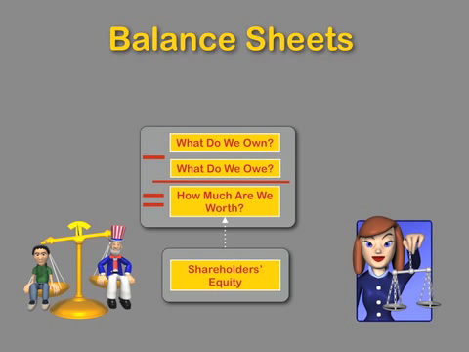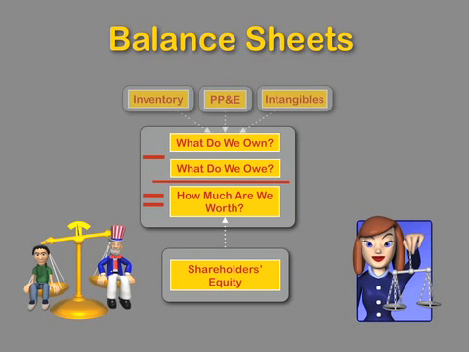It's also worth noting a couple other points. First, what a business owns can be made up of many things, such as inventory, which could be raw materials, goods in process, or finished goods, property, plant, and equipment, such as a factory, and intangibles, such as patents or the value of a well-known brand.